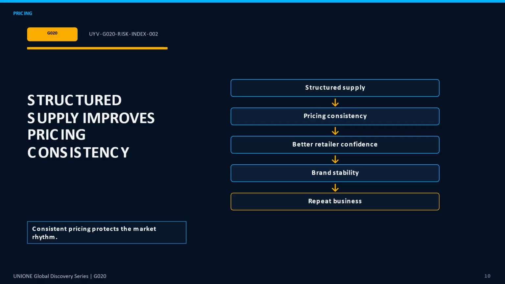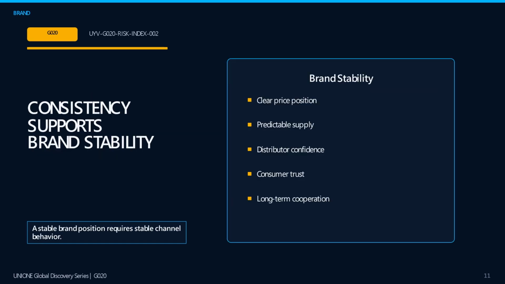Structured supply does not require every retailer to sell at exactly the same price. However, the pricing range should remain understandable and commercially reasonable. When supply conditions and channel roles are clear, retailers can compete without destroying the market. Pricing consistency improves retailer confidence, protects brand positioning, and creates a stronger foundation for repeat business. Brand stability depends on consistent channel behavior.